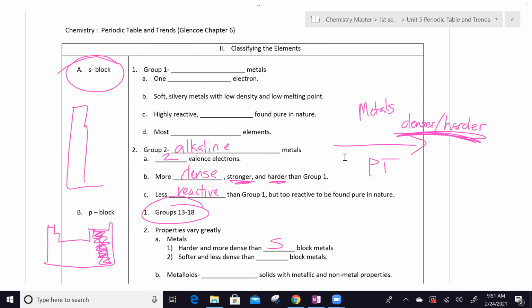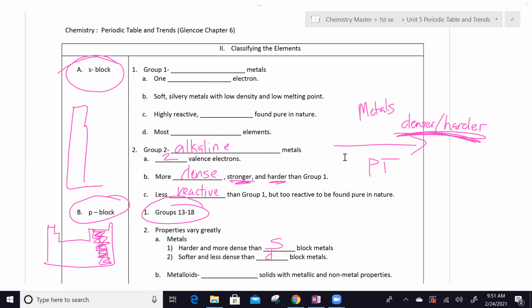So they're going to be harder than the S blocks, but they are softer and less dense than D block, okay? Because D block is like your quintessential metal, like I said, like copper and gold and nickel and platinum and silver and all that stuff and zinc, okay? So this is group 13 through 18 for P block.